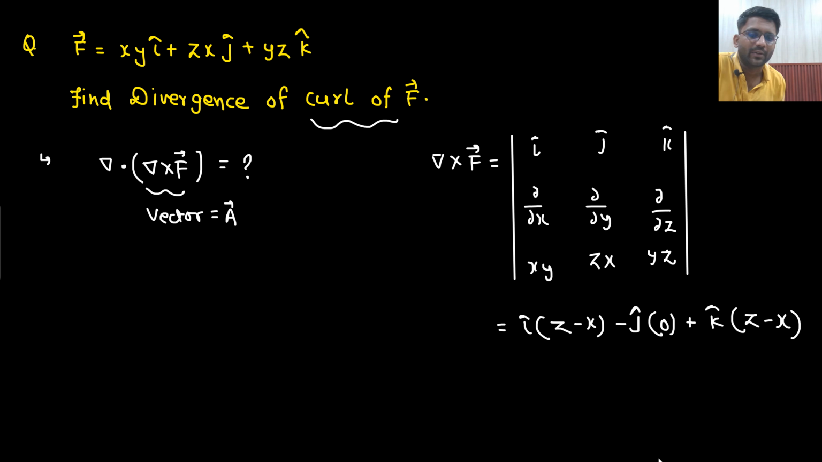Wait a second, something wrong we are doing. I cap, partial differentiation with respect to y will be z, partial differentiation with respect to z will be x, and here k cap, partial differentiation with respect to x will be z only.